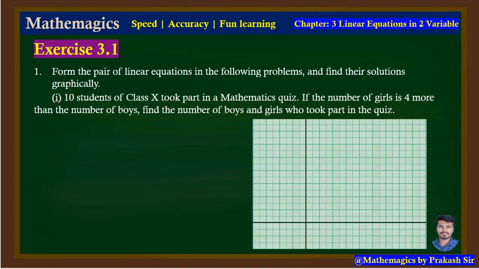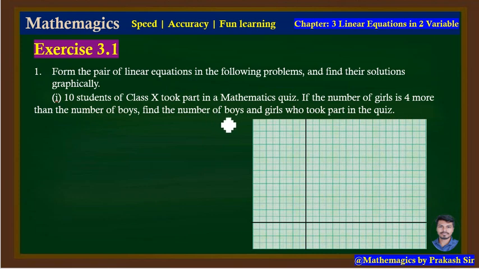So the first question is: form the pair of linear equations in the following problems and find their solution graphically. It means we are going to find out the equation first. Second thing, we are going to solve it graphically. So let us start. The first one is: 10 students of class 10 took part in a mathematics quiz. If the number of girls is 4 more than the number of boys, then find the number of boys and girls who take part in the quiz.